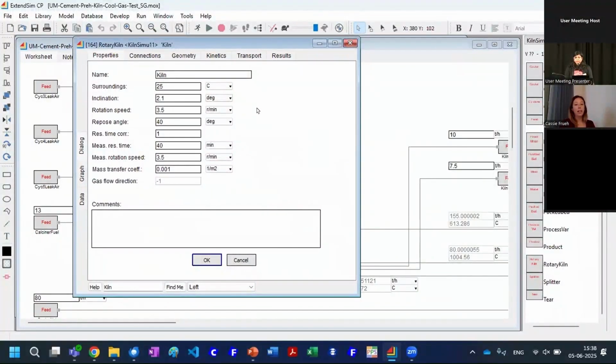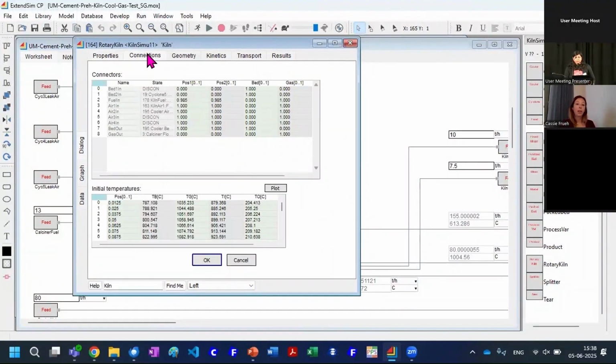So they have the same tabs at the top, and you can put customized information for all of the process model units in. So obviously the properties tab is where you could name it. It's automatically named kiln, but you could change the name. You can put information about the inclination, the rotation speed, and this is customized to each of the process model units. So when you open the cyclone or the cooler, there's other things you can put in. But then if you click on the connections tab, this shows you all of the inputs and outputs.